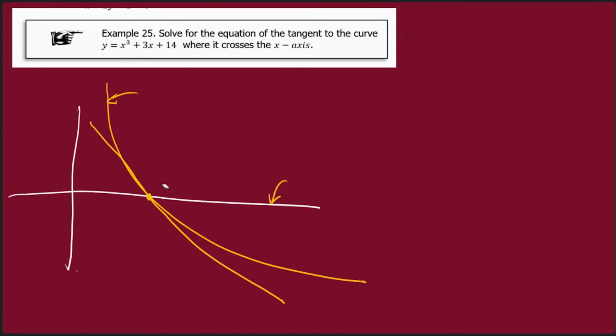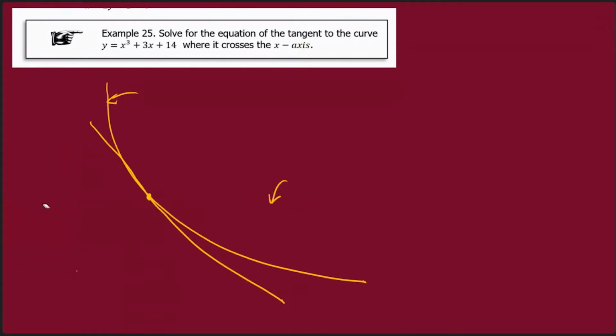Okay? So, your approach would be, unang-una, you have to identify kung hain iton nga point. What's the coordinates of the point? Knowing that the curve crosses with the x-axis, where is the point where the x-axis crosses with the curve? Okay, so how do we do that?